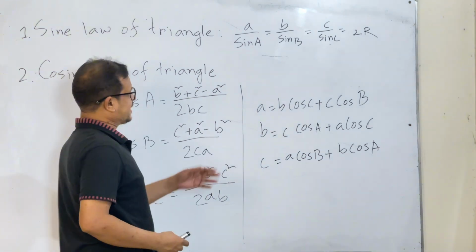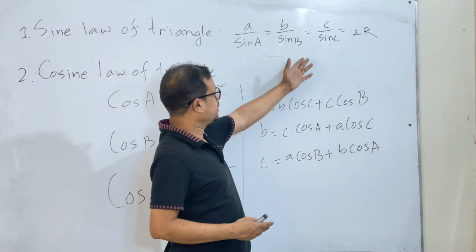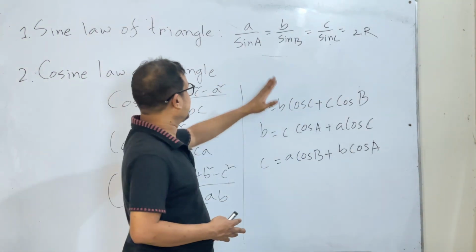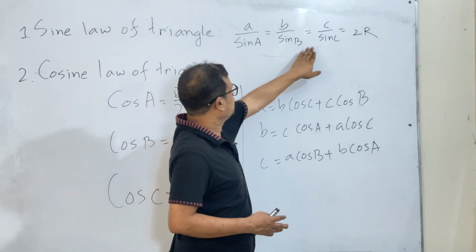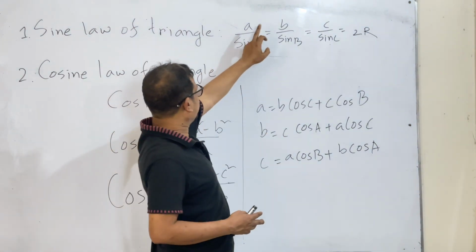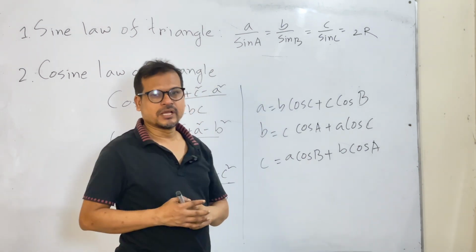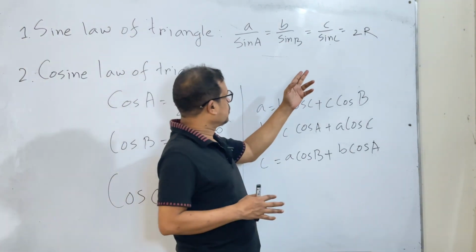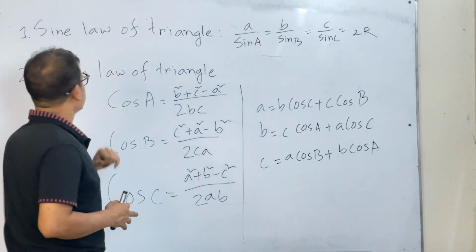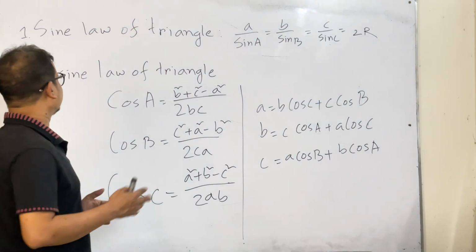a over sin A equals b over sin B equals c over sin C, with the angles below. Here a, b, c are edges, and this equals 2R, where R is the circumradius of the triangle.